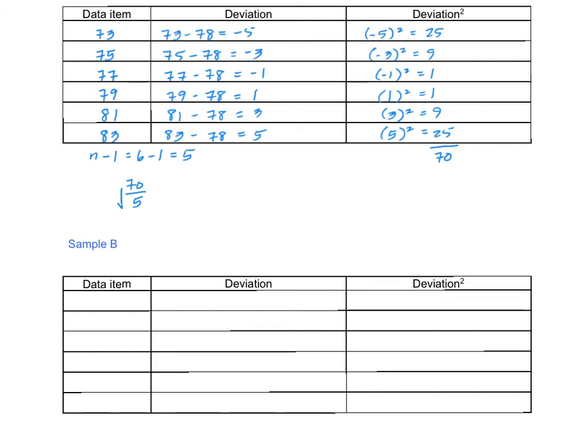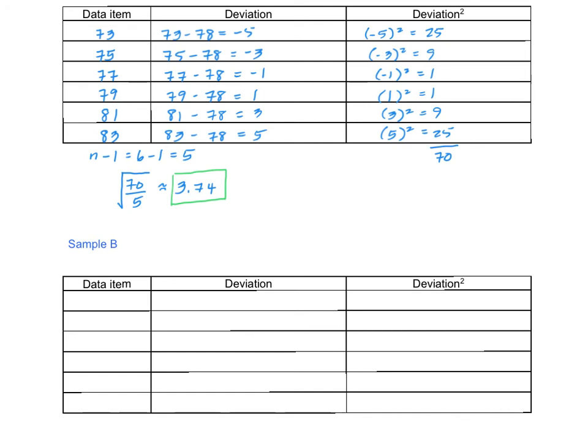But I'm going to put this all in my calculator in one shot. I'm going to do the square root of 70 divided by 5. And now in the instructions, it said to round to 2 decimal places. In my calculator, I have 3.74165, so 3.74, which seems about right because the data items are really close together.